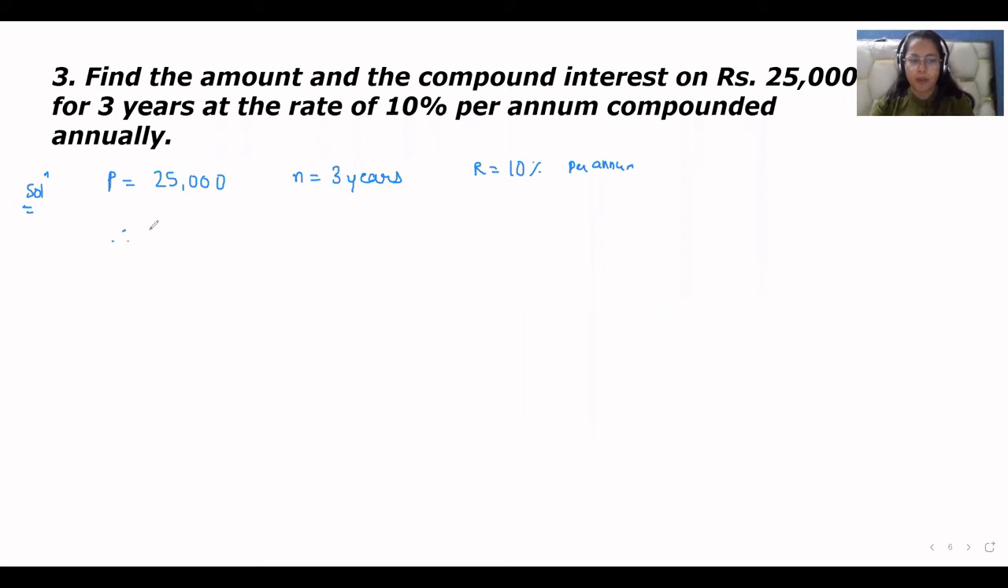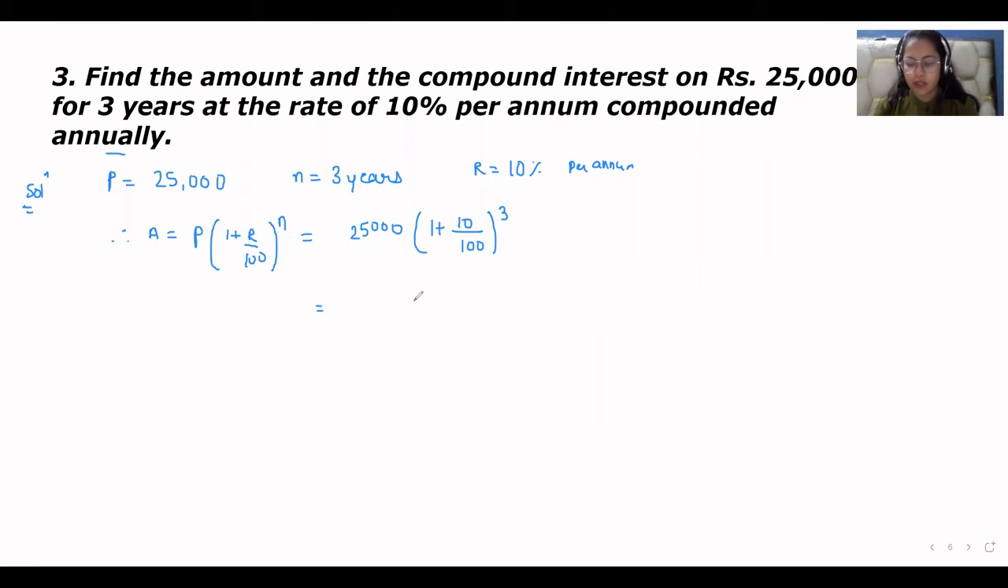Now, what is our formula for amount? Principal times bracket 1 plus rate over 100, per annum. The principal is 25,000, the rate is 10 over 100, and the power is 3 because it's compounded annually. So we'll take the time as 3.